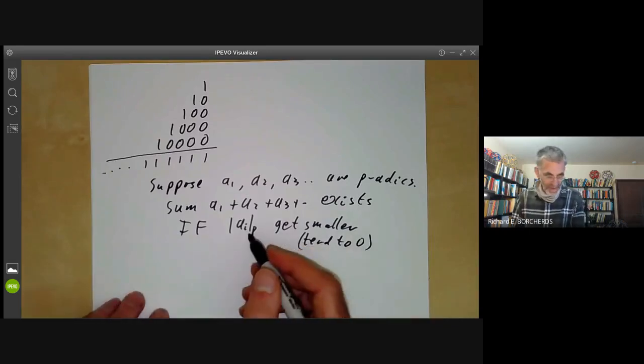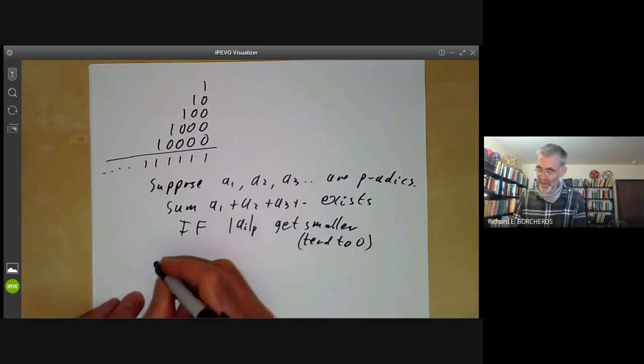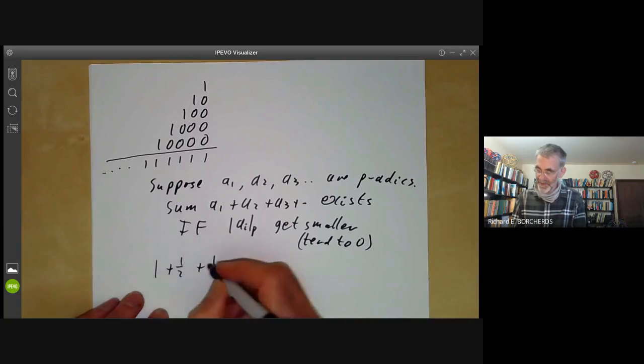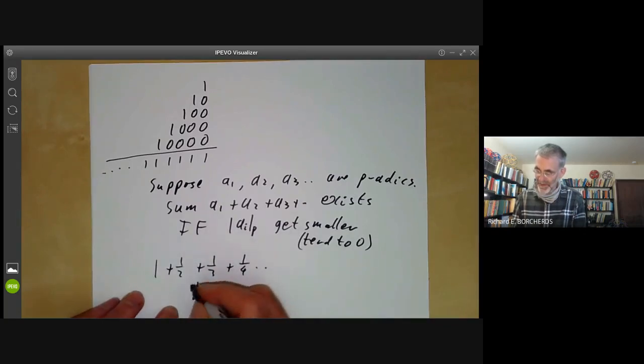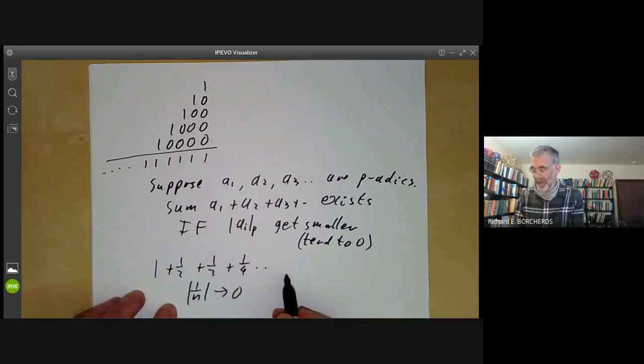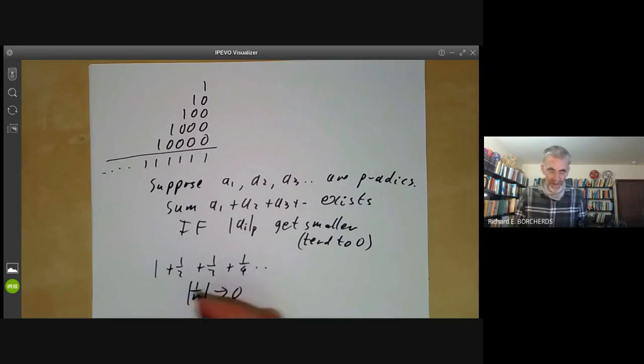Notice that this just fails for the reals. We had this series before, 1 plus a half plus a third plus a quarter and so on. The absolute value of 1 over n tends to 0, but this series doesn't converge. And for this reason, dealing with series for real numbers is really quite complicated, but dealing with series for p-adic numbers is very much easier.